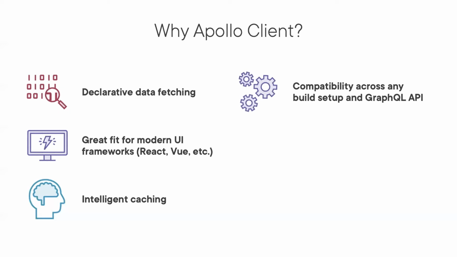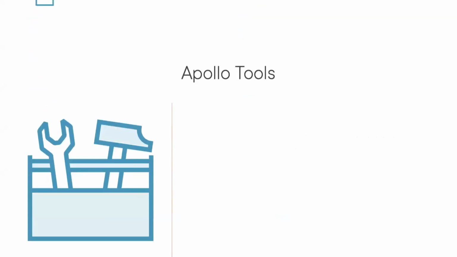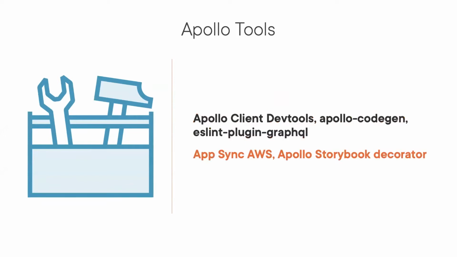It's also compatible across any build setup and GraphQL API. You could have your GraphQL API written in pretty much any language, and your Apollo Client can still talk to it. It also comes with lots of modern tools, and the developer experience is pretty cool. Some of the Apollo tools that you could use are the Apollo Client dev tools, a tool called CodeGen, and also the ESLint plugin for GraphQL. There are also additional tools with AppSync, AWS, and even the Apollo Storybook Decorator. All of this is open source. When you go to the Apollo GitHub repository, you would find all of these repositories.